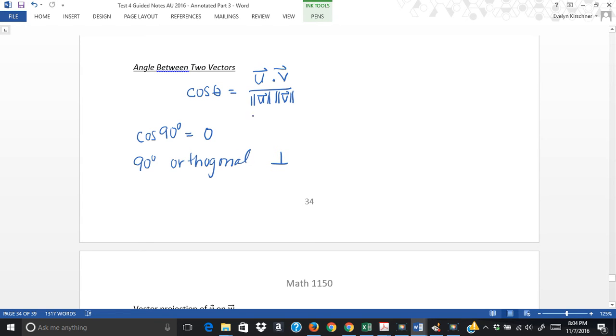Now, we already said that the magnitude of any vector can't equal 0 unless it's a 0 vector. So that means that when the dot product is 0, then the two vectors are orthogonal to each other.